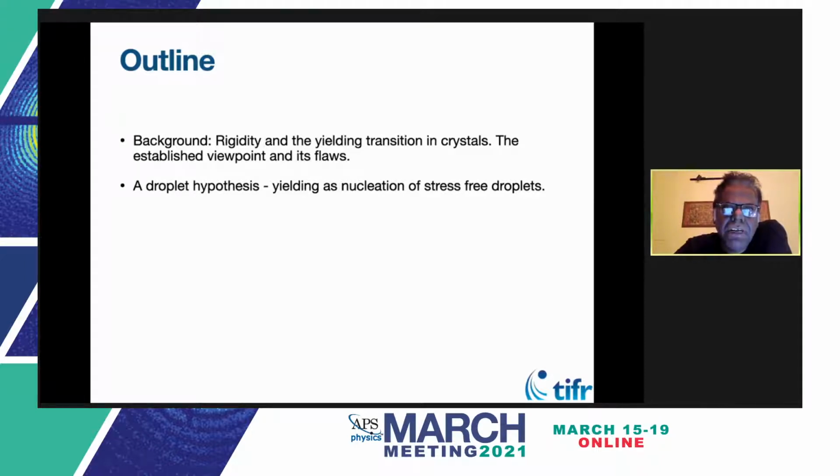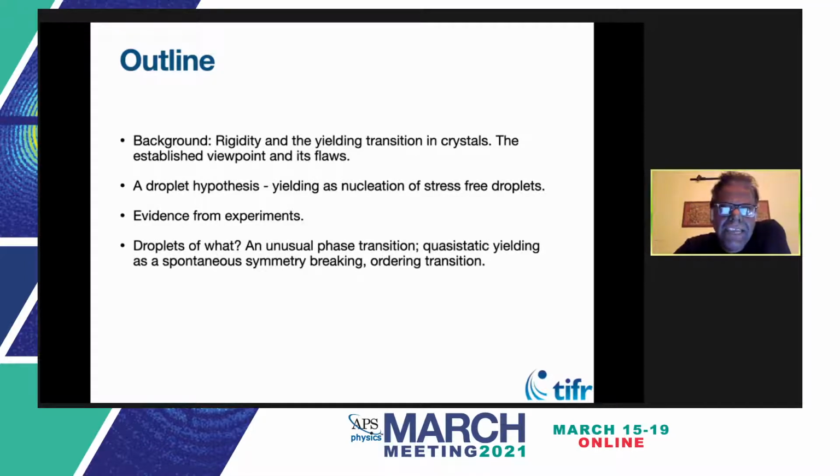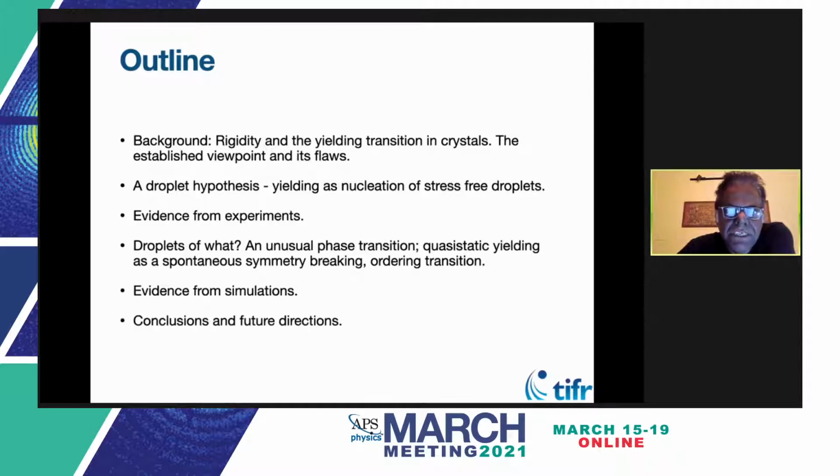First, I will talk about a droplet hypothesis where we view yielding as a nucleation of stress-free droplets within the body of a stressed solid. I'll show that there is some evidence from experiments about this. And then in the second part of the talk, I will talk about an extremely unusual phase transition associated with quasistatic yielding. This is a spontaneous symmetry breaking ordering transition, and this is what is producing these stress-free droplets. I'll show that there is some evidence for this from simulations. And finally, I will conclude and give some future directions if time permits.